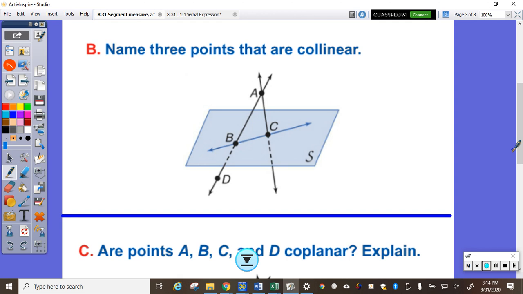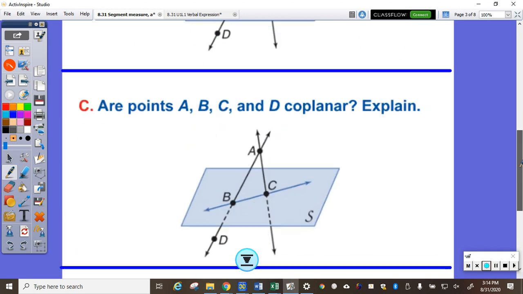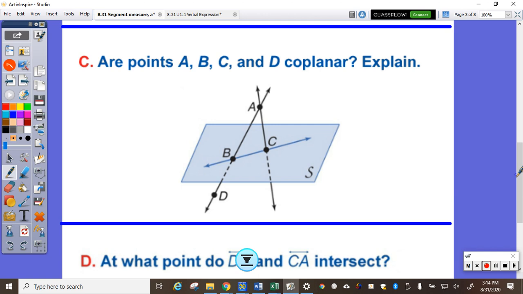3 points that are collinear on the same line, A, B, D. And then are these points, A, B, C, and D, coplanar? No, they're not. A, B, and C are on the same plane, but D off by itself over here is not coplanar.